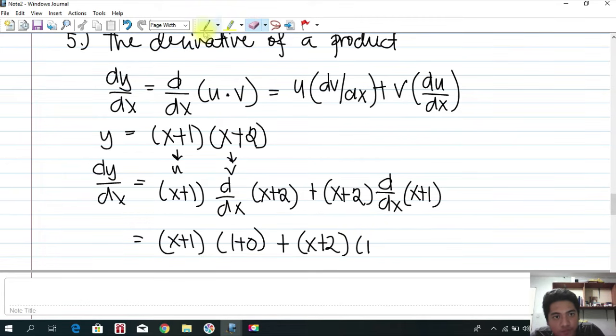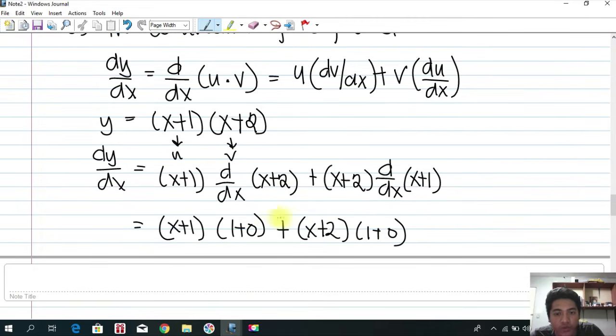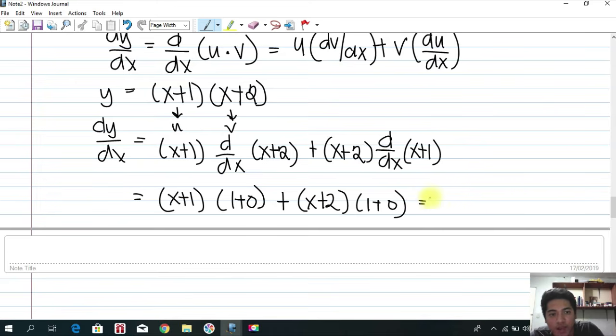Okay, then the derivative of this 1 is actually 0. So that is a constant. So again, we get the derivative of x, which is equal to 1, and the derivative of 1, which is equal to 0. So simplifying, we have x plus 1, simply this will be multiplied by 1 because 0 has nothing to do with that.